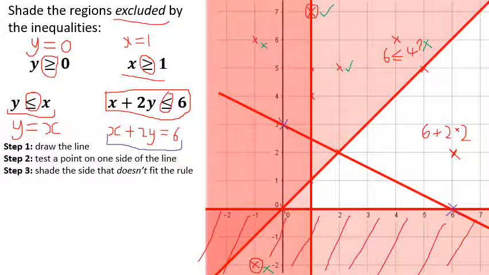And we want to know if that's less than or equal to 6. Unfortunately, 6 add 2 times 2 is 10, which is not less than or equal to 6. So we need to exclude that side of the line.